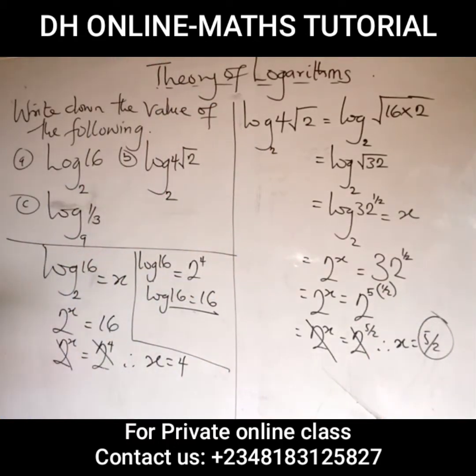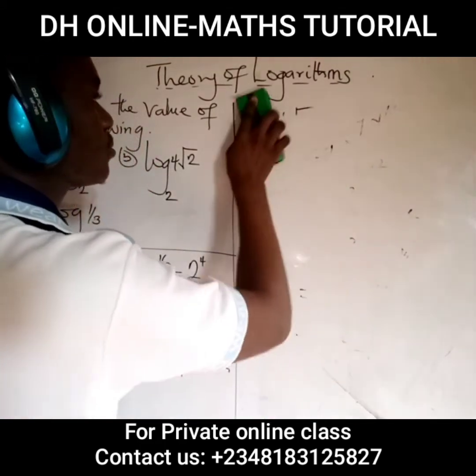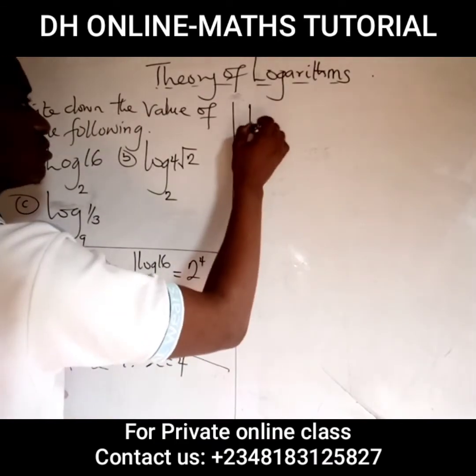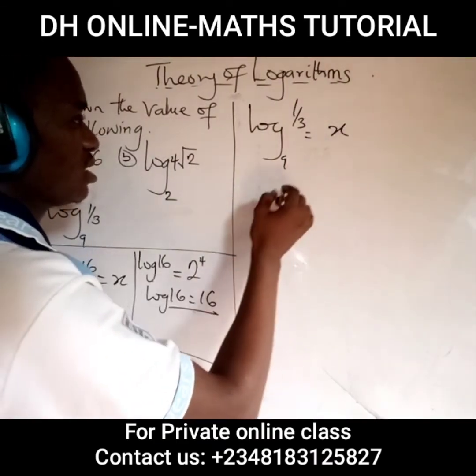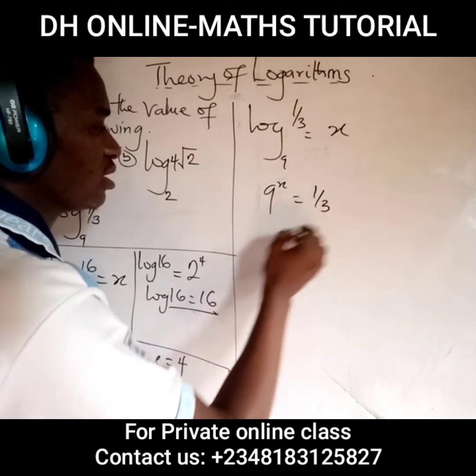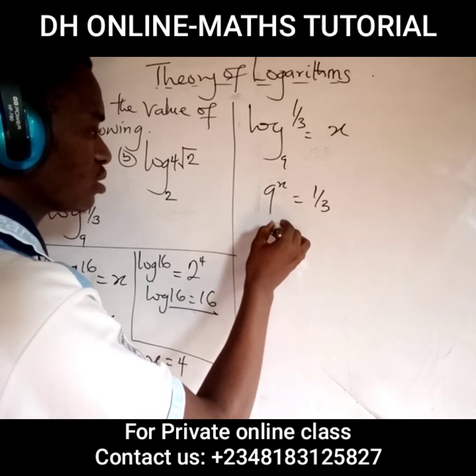So the last question here now, I'll put the last question. So we've been doing it. You see x. So that's 9 to the power of x equal to 1 over 3. So reducing this now, that's giving me 3 to the power of what? Of 2x.